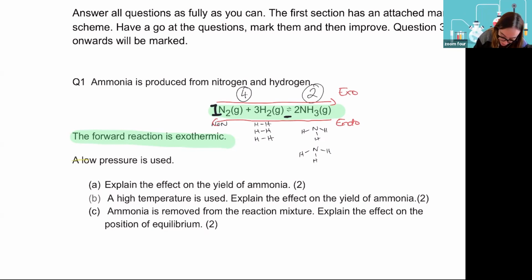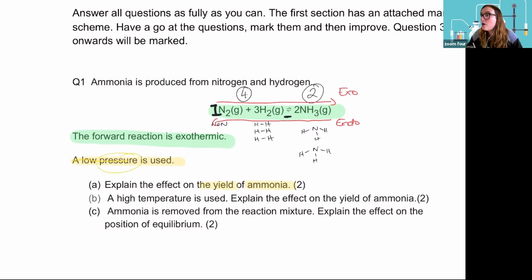It says a low pressure is used. Let me highlight that rather than line through it. A low pressure is used. Okay, so that's obviously going to be important when we go into the question. Explain the effect on the yield of ammonia. Okay, so in this question, it's talking about pressure.